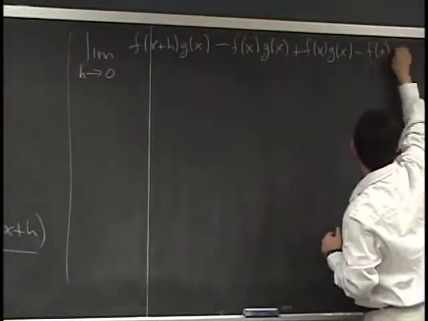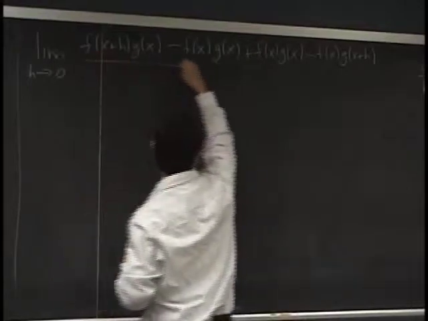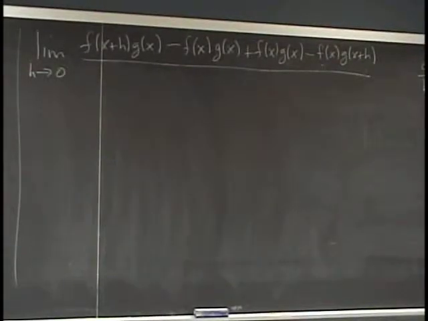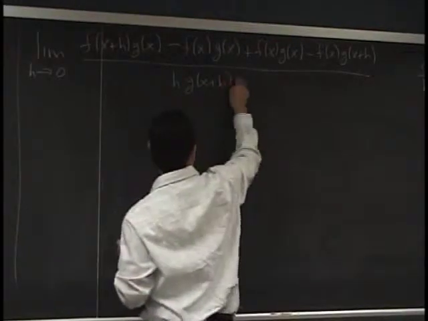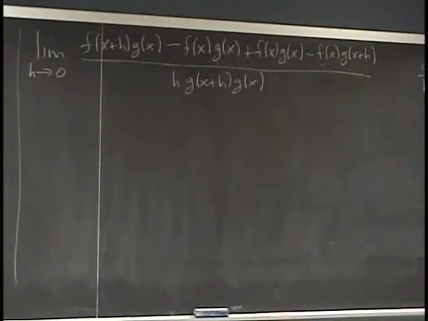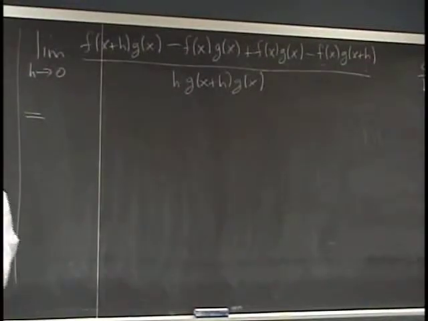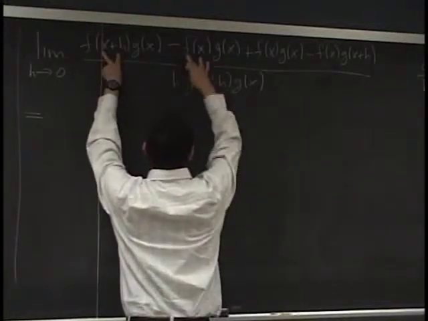Okay, so then I have to put the last term, which is minus f of x, g of x plus h. Right? Okay, looks right. And then all this is divided by h, g of x plus h, g of x. Well, let's see here. We set it up to do something, so let's do it. I have a g of x and a g of x, which I'll factor out and get an f of x plus h minus f of x.